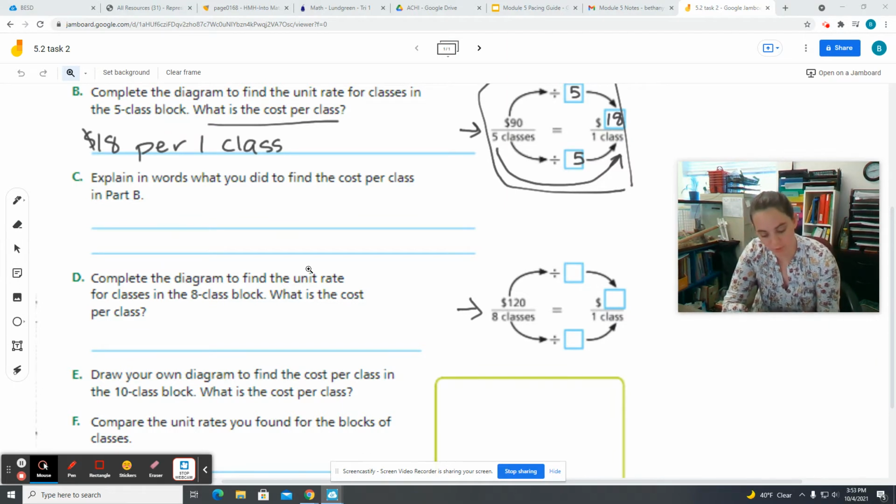So first we're going to go with our single unit. Our 8 needs to get to a 1. How are we going to divide to get from 8 to 1? Well, we're just going to divide it by 8. And because I divided the bottom by 8, I need to divide the top by 8. Just like that. So we know that 120 divided by 8 is 15.